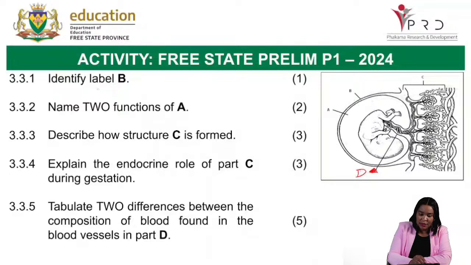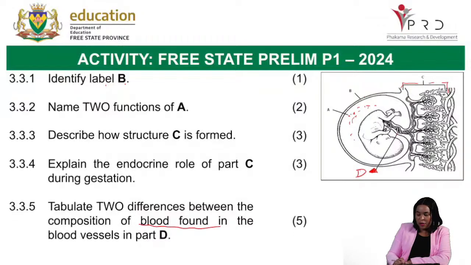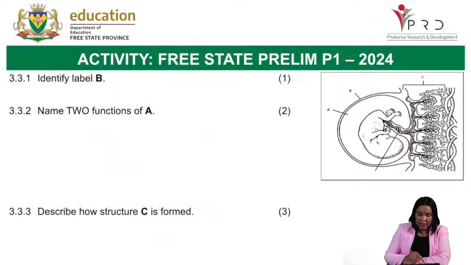It says, identify label B. Then you know you must tell us what is B. Right. Name two functions of A. This A is the fluid that we find here. Describe how structure C is formed. Structure C is this one, your placenta. Then tabulate two differences between the composition of blood found in the blood vessels in D. So the blood vessels in D here. So what is the composition of blood found there?